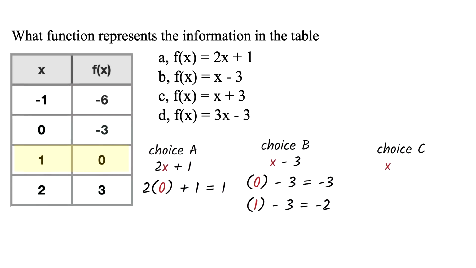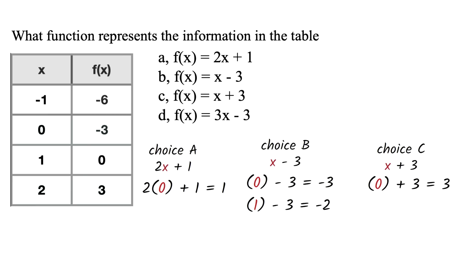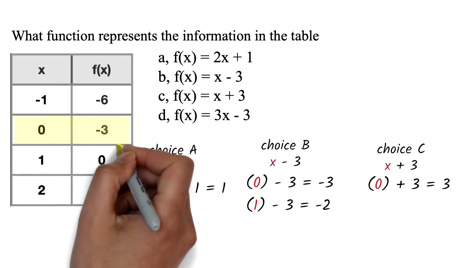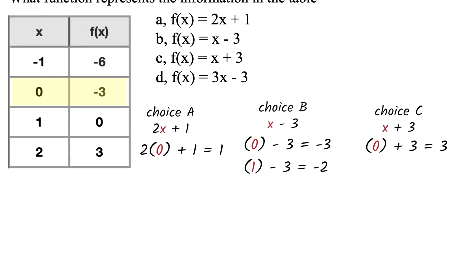Replace x in choice C with 0. 0 plus 3 equals 3. It was supposed to be -3, so choice C is wrong. So since choice A to C are wrong, it means choice D will be the answer.